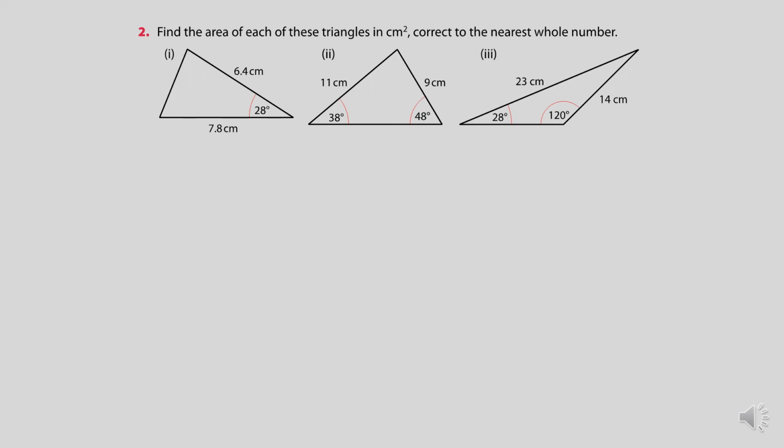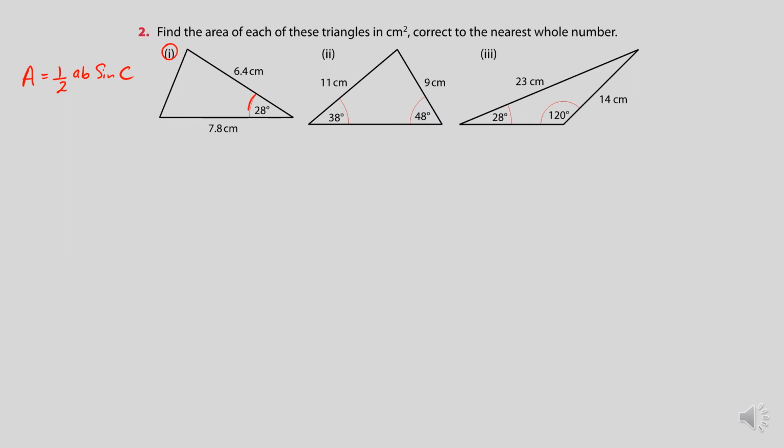Let's practice a little more. Some of these are straightforward, some aren't. Find the area of each of these triangles in centimeters squared, correct to the nearest whole number. Okay, I'm going to write my formula up here in the corner: half ab sine C, and we'll do question 1.